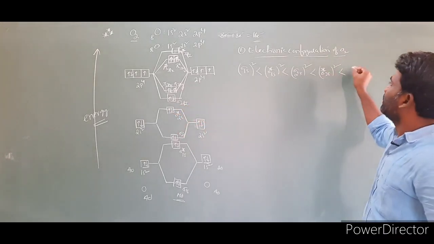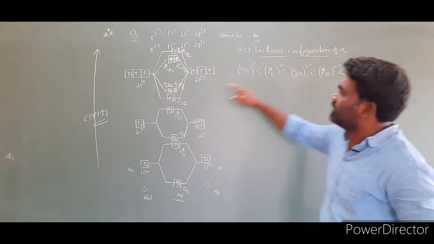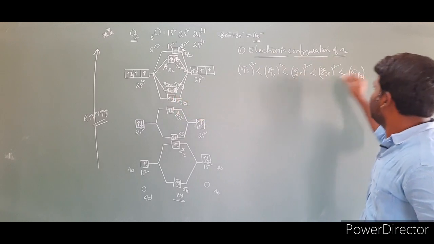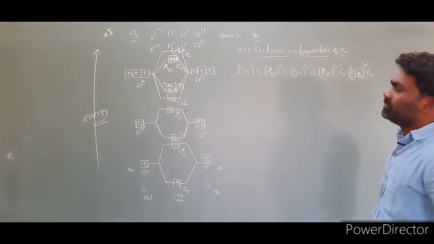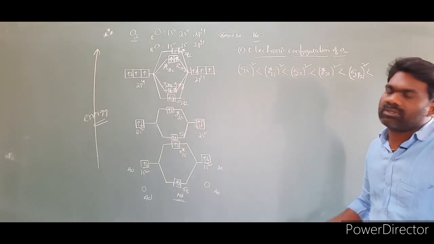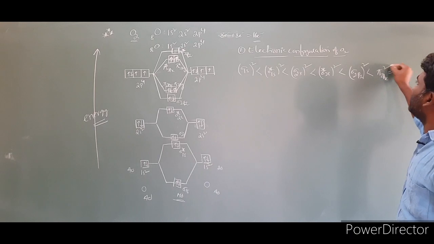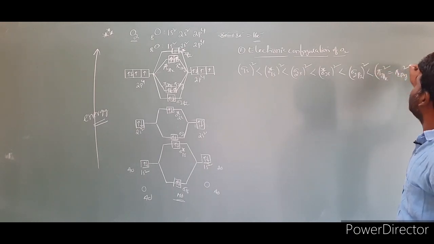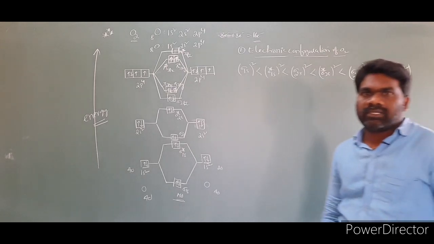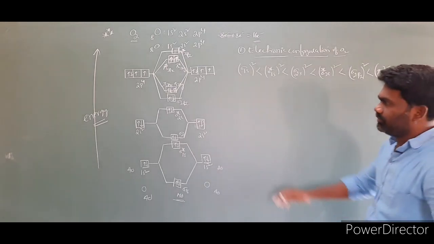Then what we have? Sigma 2pz. How many electrons are there? 2. Less than. Then what we have? Pi 2px, pi 2py. Pi 2px contains 2 electrons. Pi 2py, here also 2 electrons. Both are equal, isn't it? Less than. What next we have?